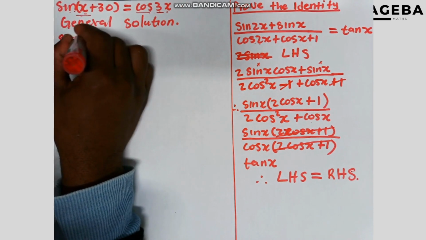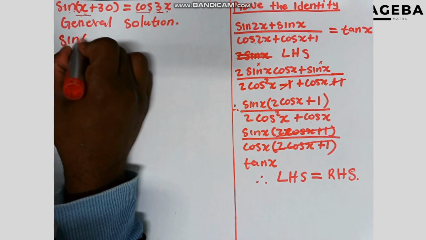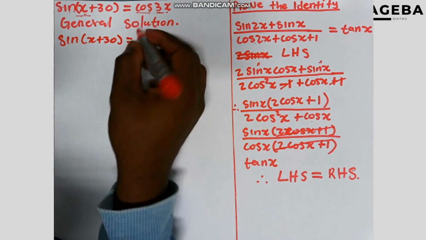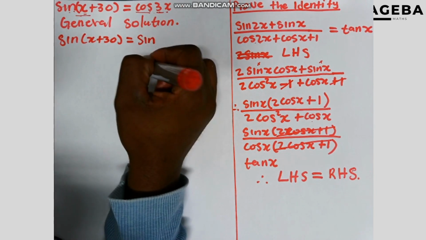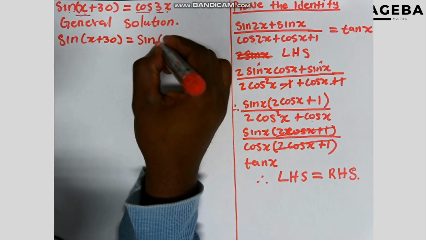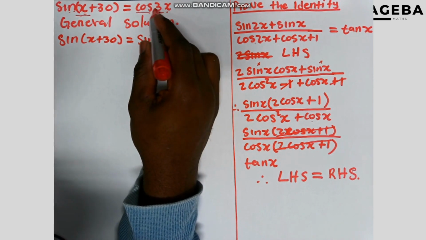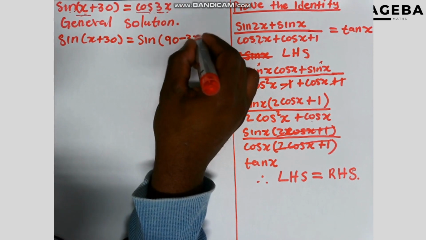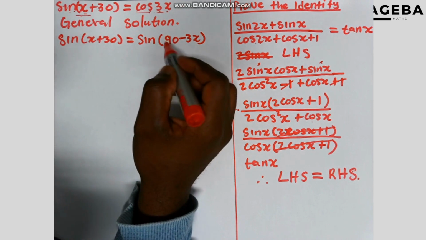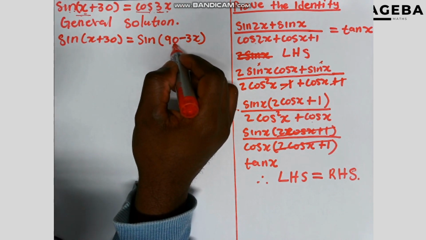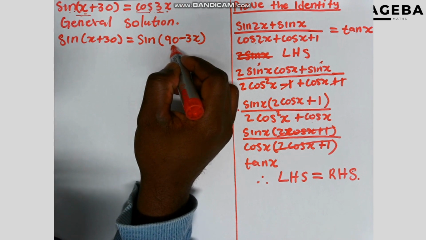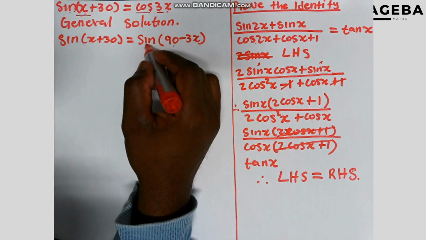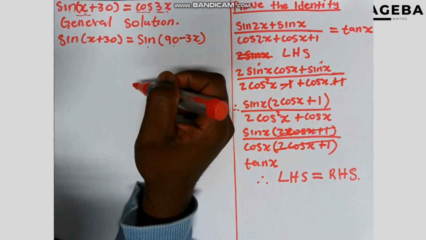So we have sine of x plus 30. Now I'm going to change the cos into sine, making them equal, but I must make sure what I'm doing here is equal to this. So if I say sine of 90 minus 3x, now 90 minus 3x is in the first quadrant. Everything in the first quadrant is positive. But since I'm using 90, my trig ratio has to change to cos. So it's going to be cos 3x, which is this one.